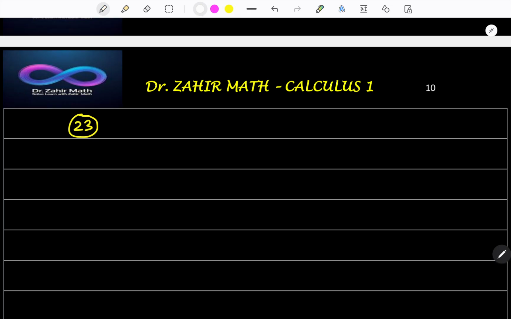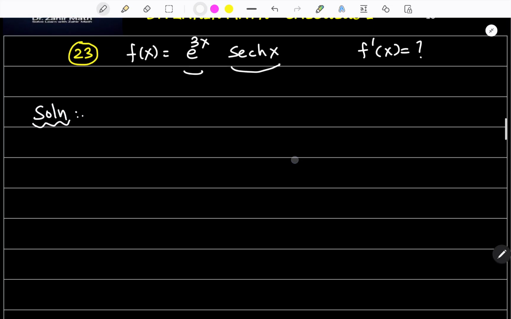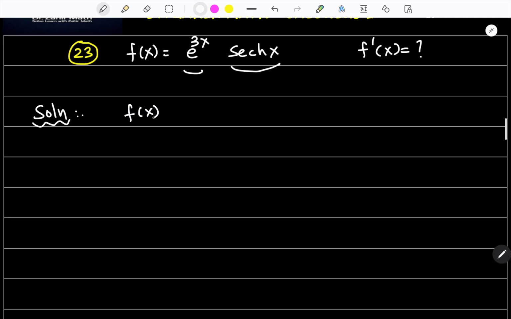What is the question? Given f of x is equal to e to the power of 3x secant hyperbolic x. Now the question is find f dash of x. Here how many functions are there? Two functions are there, keep in your mind. So let me go to the solution. This is totally different. It is not one function, it is two functions. So f of x equals e power 3x secant hyperbolic x.